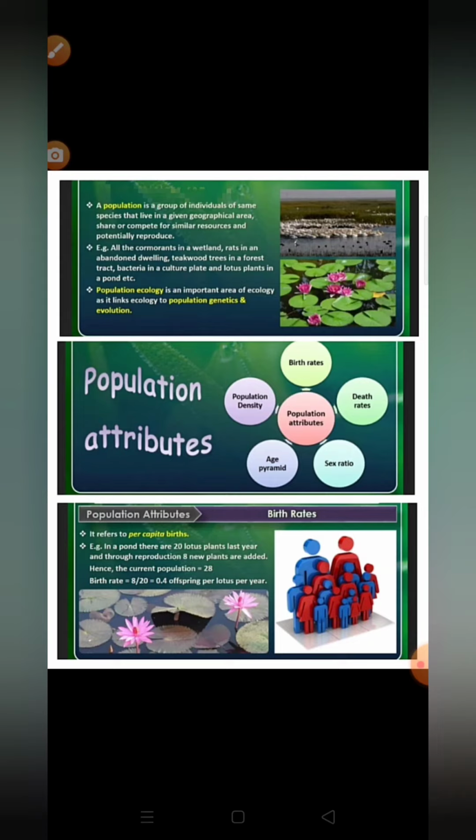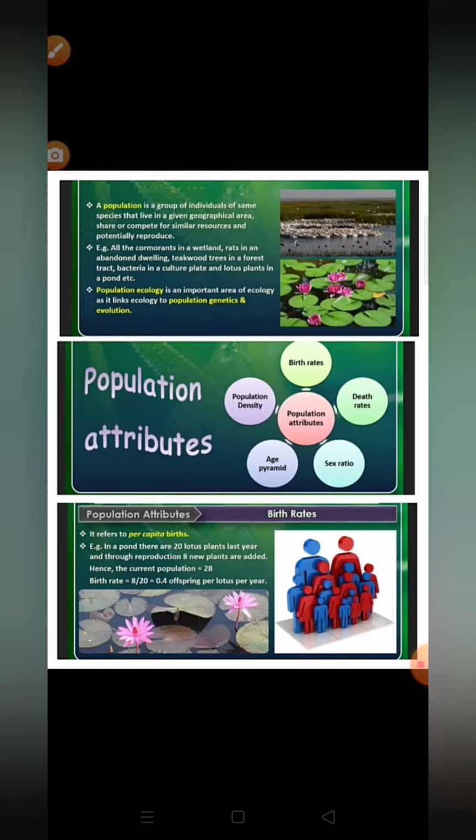Now what are the characteristics of population? The characteristics of population are population size or density, birth or natality rate, death or mortality rate, and sex ratio. We will discuss in detail slowly. But before that, you should know the attributes of population. The population attributes include birth rate, death rate, sex ratio, age pyramid, and population density.